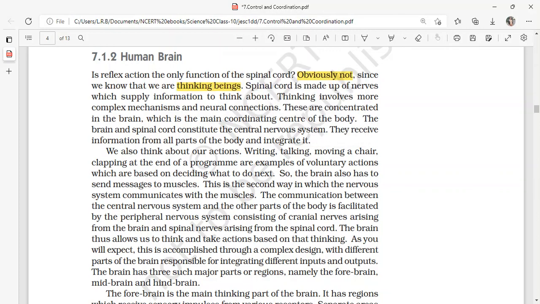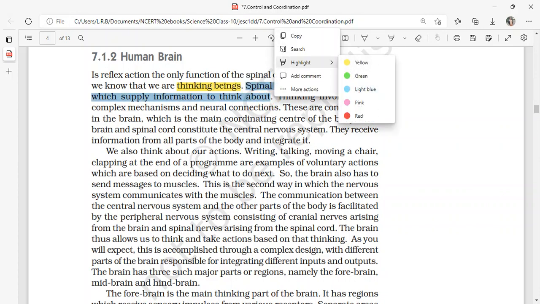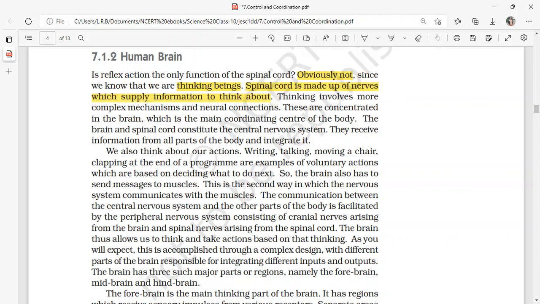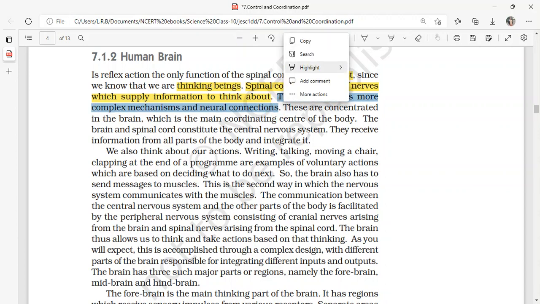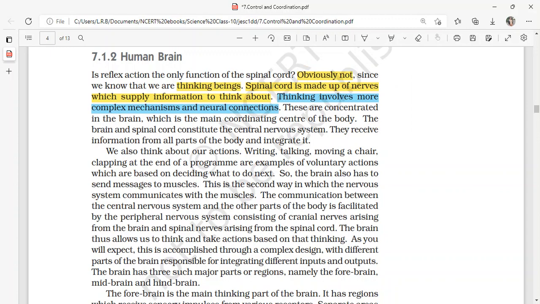The spinal cord is made up of nerves which supply information to the brain to think about. Thinking involves more complex mechanisms and neural connections. So where are these neural connections and complex mechanisms going to happen?